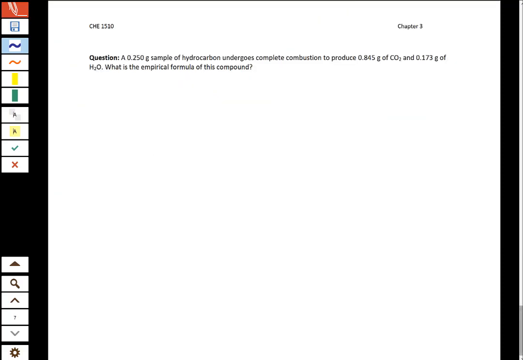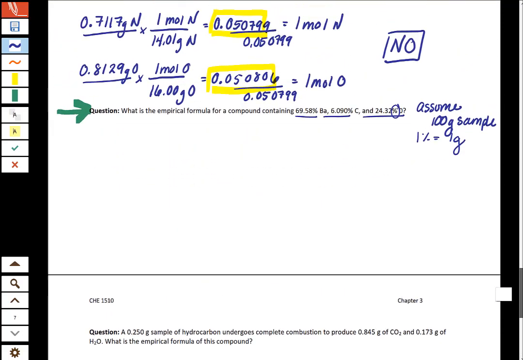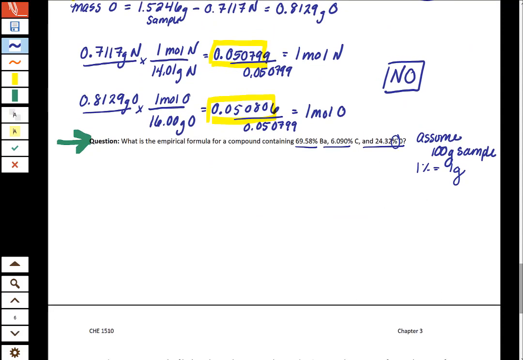So, oops, that's not what I wanted to do. I just wanted to give myself a little more space. Okay, so then we're going to start the same way. We are going to take the 69.58% barium, and because we're assuming a 100-gram sample, we're going to take the percent, we're going to put a gram in its place. We're going to go through the same process by calculating the number of moles of barium.